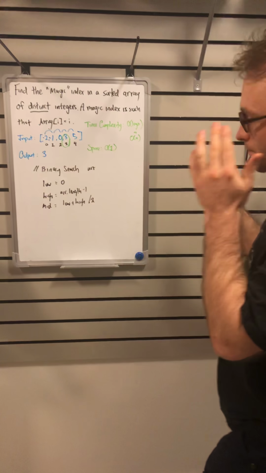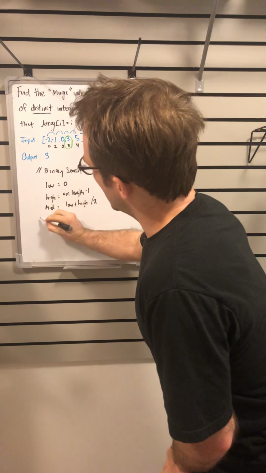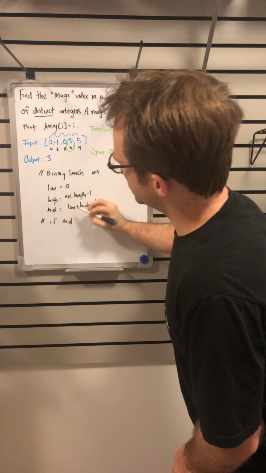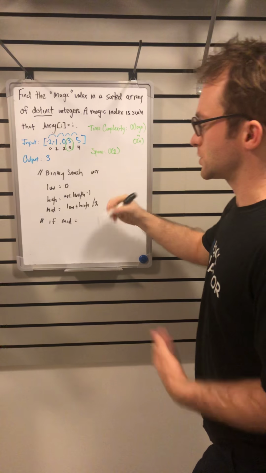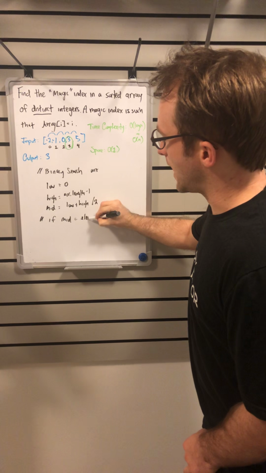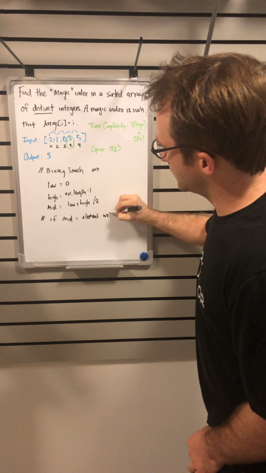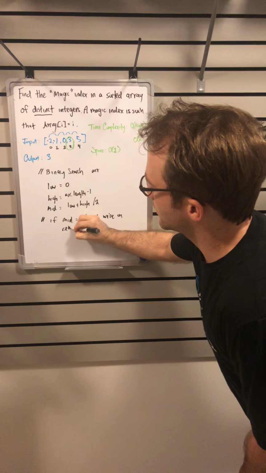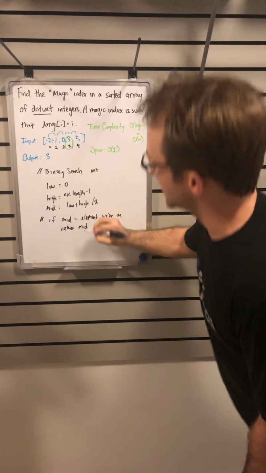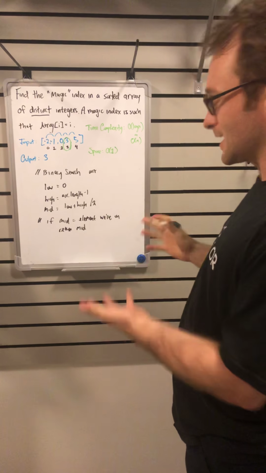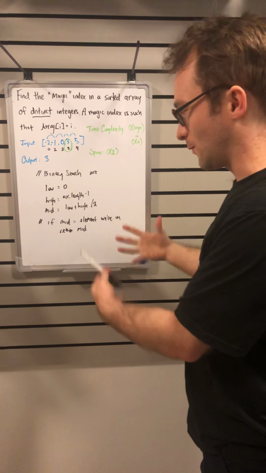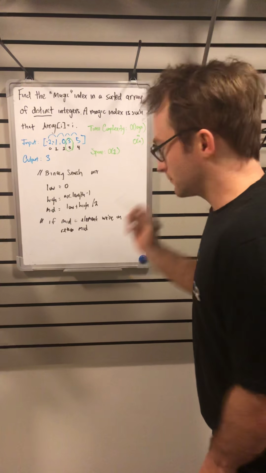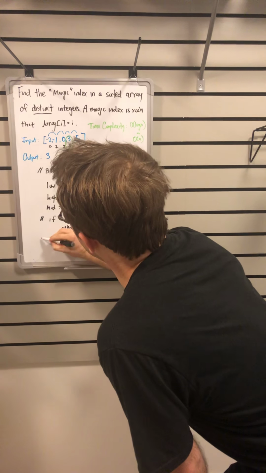So, for example, if the mid is truly equal to the element we're on, we're simply going to return that mid. It's much simpler to do that. That's an ideal world. That's what we want. We want to just return the mid if we find it. But what if we don't? Okay. What do we do? What do we do if we don't find it?